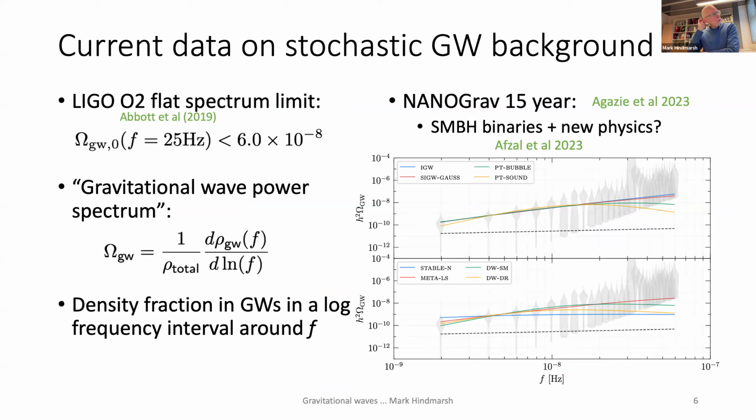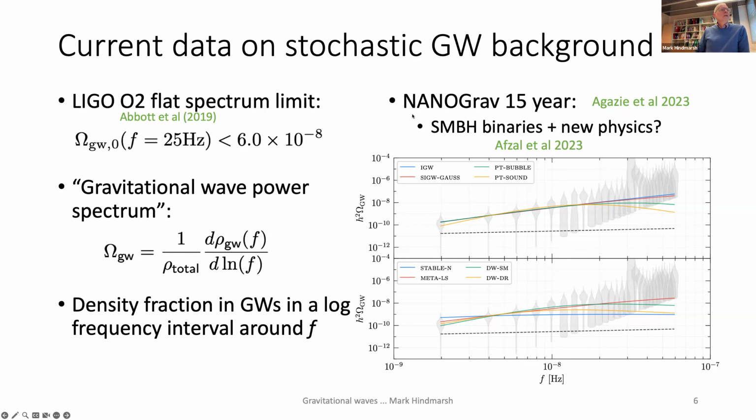So what can we say based on that about any stochastic backgrounds from phase transitions or anything else? LIGO hasn't seen one. Everything that they've seen is consistent with just detector noise. They say that at a frequency of 25 hertz, the gravitational wave power spectrum, which is the fractional density in gravitational waves relative to the total density in a logarithmic frequency interval, so it's a dimensionless quantity, is less than about 6 times 10 to the minus 8.